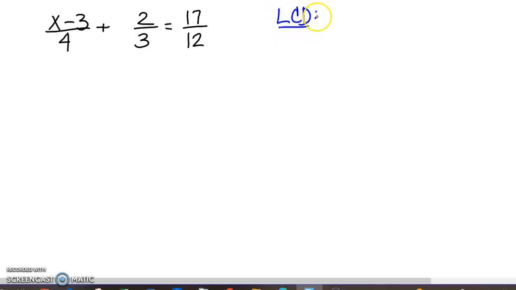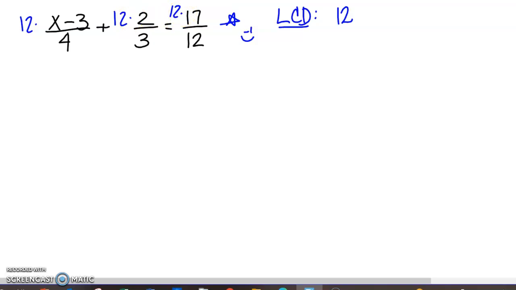Now I put a big star next to this one for a reason, FYI. So the least common denominator of these is going to be 12. It's the least common multiple of 4, 3, and 12. I'm going to multiply everything by 12. That doesn't change my equation at all, as long as I multiply every term by 12, I'm fine.